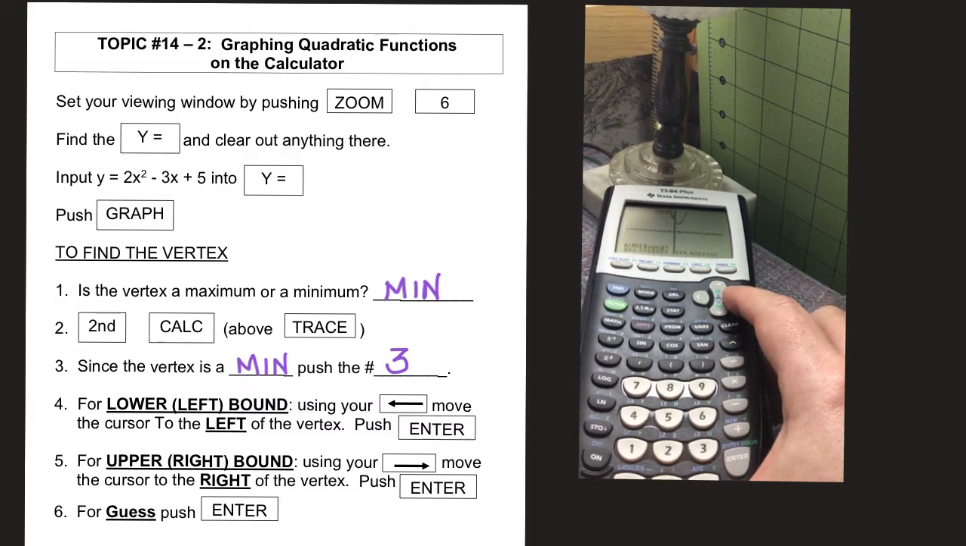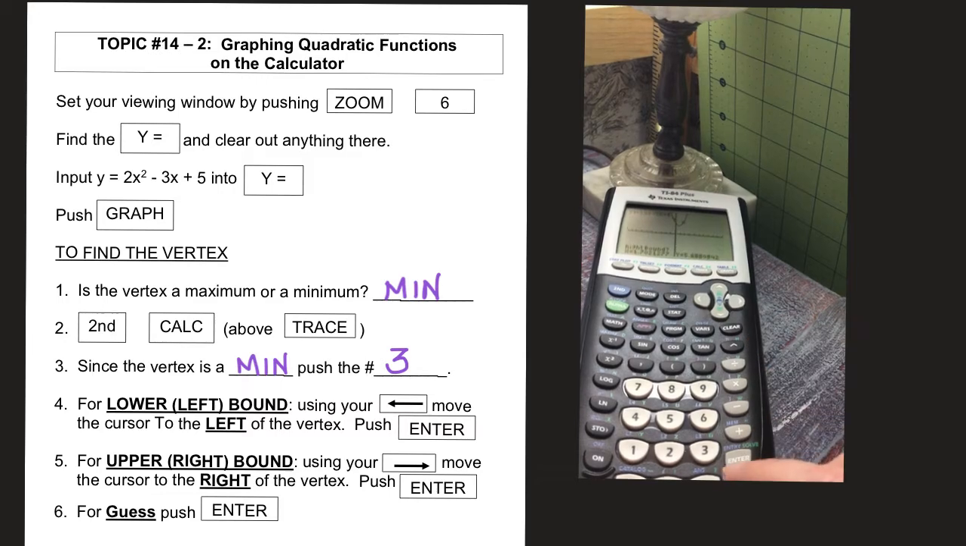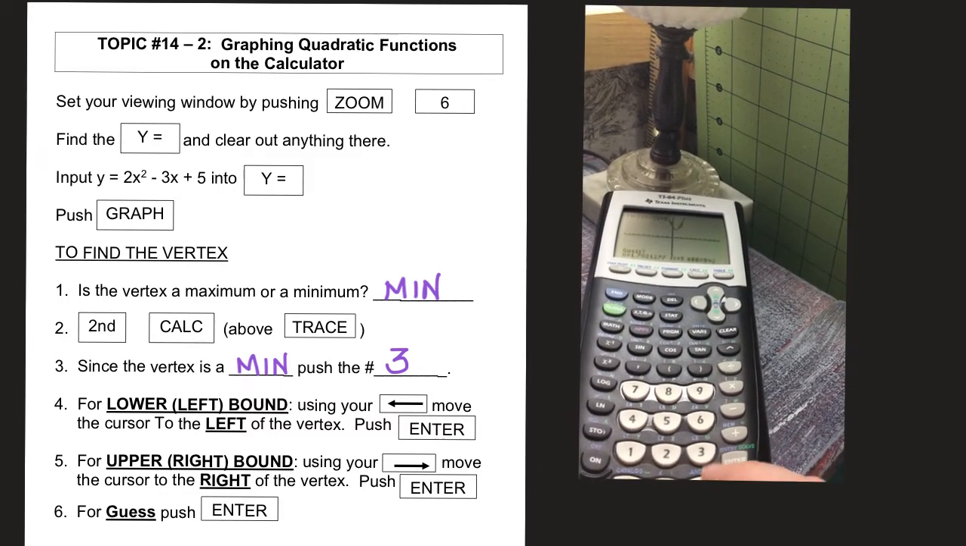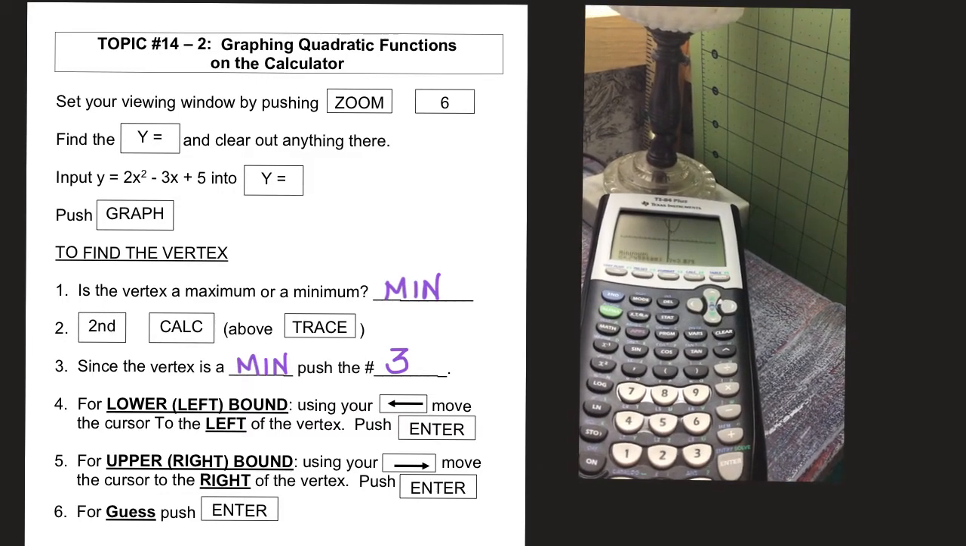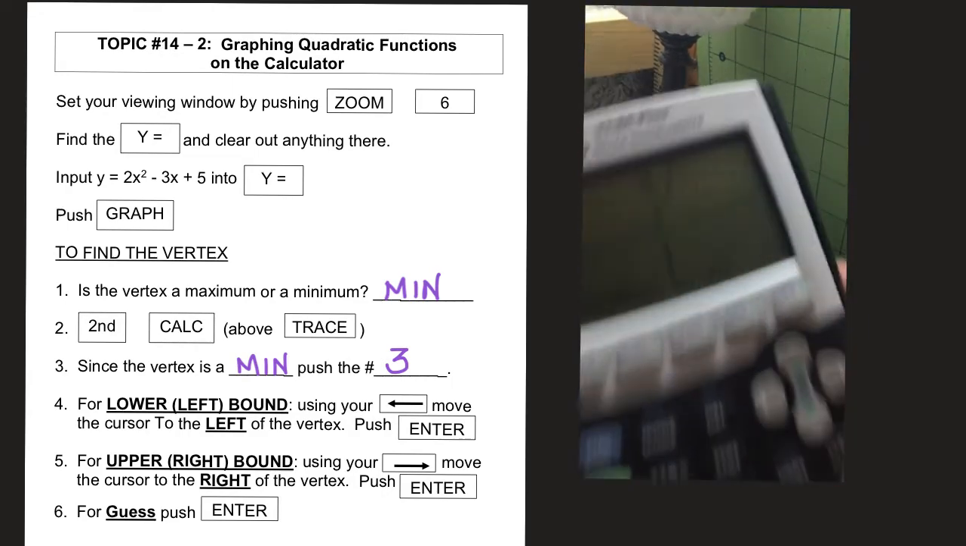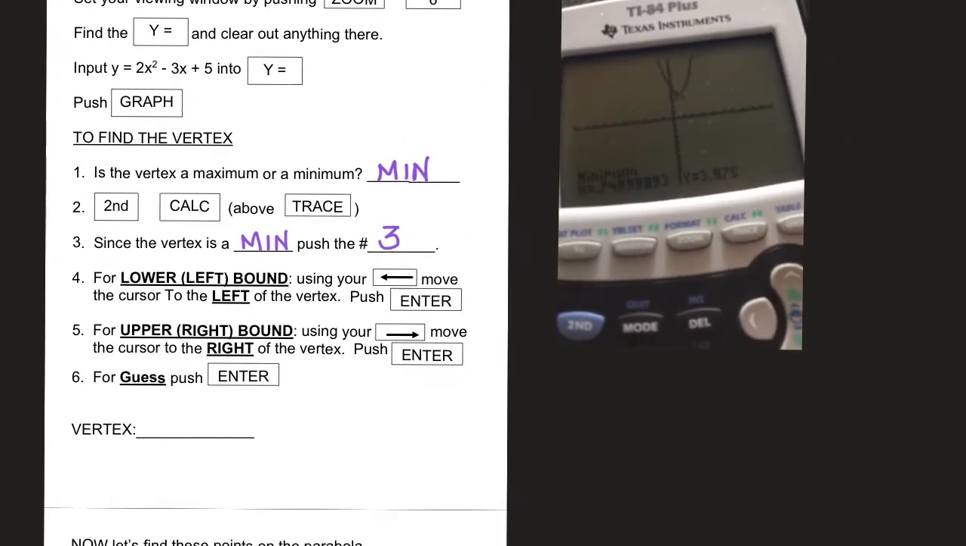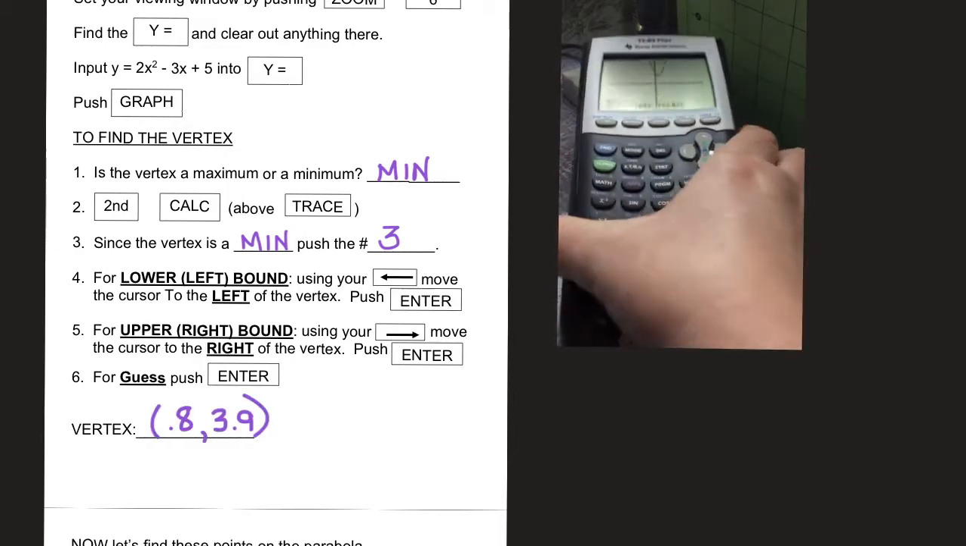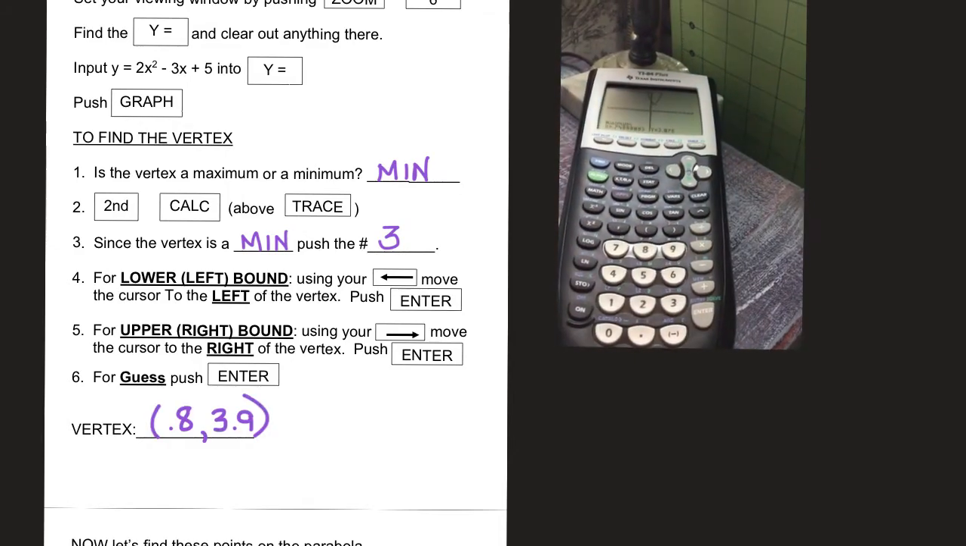Then to find your right bound, you'll press to the right side of the vertex and press enter. Then it says guess and press enter again. Once you've pressed enter 3 times, you'll find your vertex, and we'll round that to the nearest tenth.